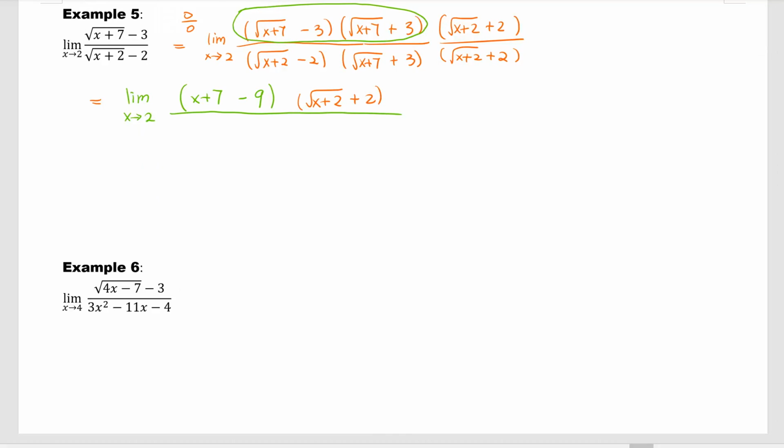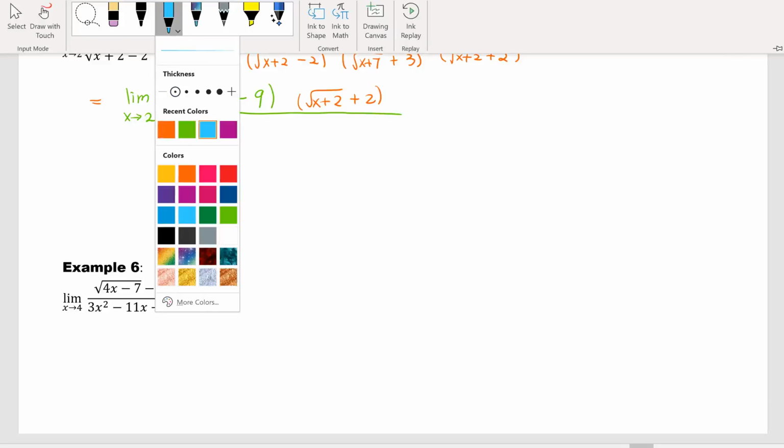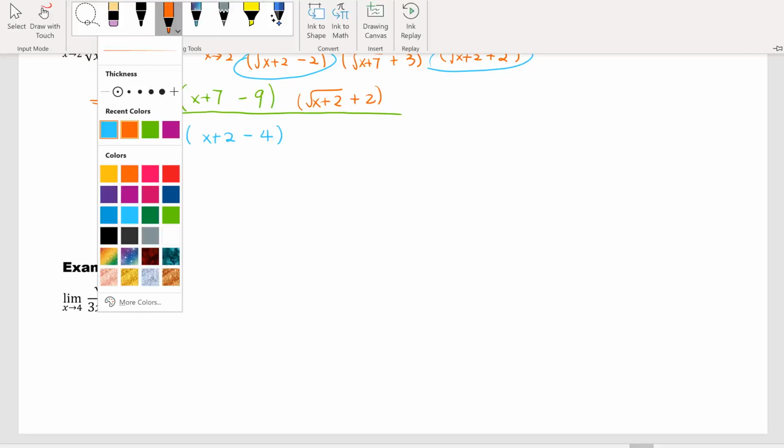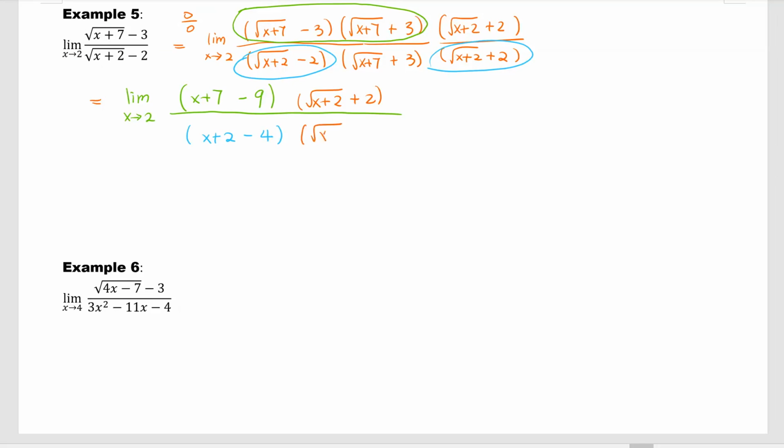Okay, how about the denominator? Well, denominator, I want to multiply this guy and this guy together, right? Then I have a minus b, a plus b, that's a squared, which is x plus 2, square root square cancel. Minus 2 squared, which is 4. Okay, and what's left? We have x plus 7 and 3 left. So far, so good. And let's continue.